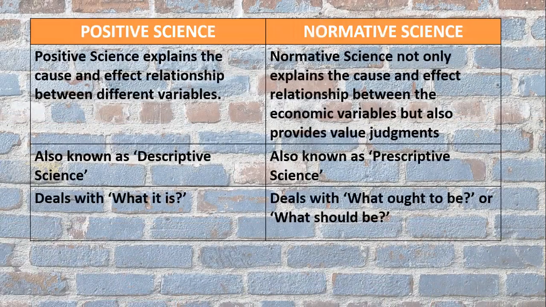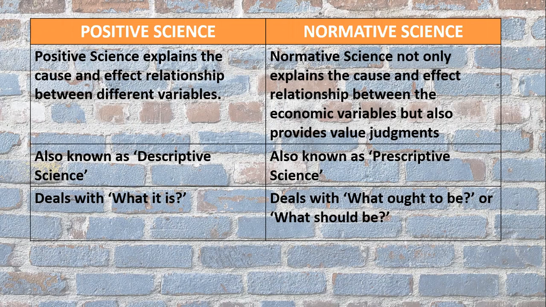Moving on to the next method, that is positive and normative approach. This is also called positive science and normative science. In the positive science approach, we try to understand the relationship between different variables. Positive science is an approach which describes the subject as it is. It does not recommend, it does not suggest. But in the case of normative science, it recommends, it suggests what is right, what is wrong, along with the description.